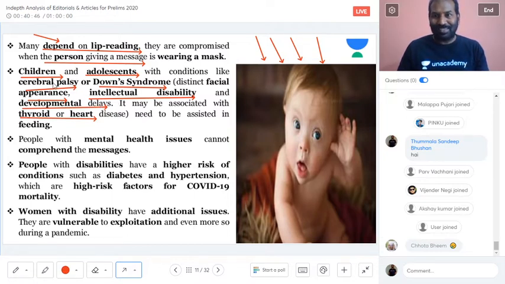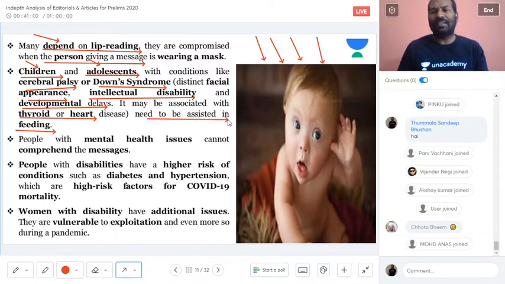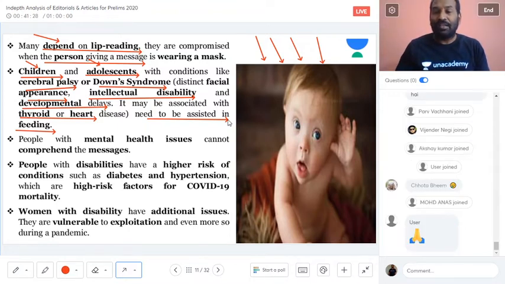But in regards to this topic, persons with disabilities and the kids, when I'm talking about children and adolescents, especially with cerebral palsy or Down syndrome, they definitely have to be fed, they need to be assisted in feeding. They cannot eat by themselves. They cannot stay on their own. They cannot walk properly. Their intellectual ability is not to the extent that a normal child has. That is the point I'm trying to make you understand in regards to children and adolescents affected with Down syndrome. So they definitely have to be fed.